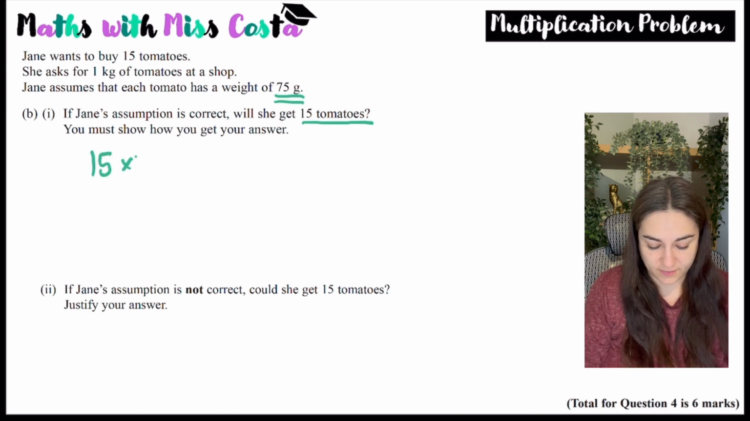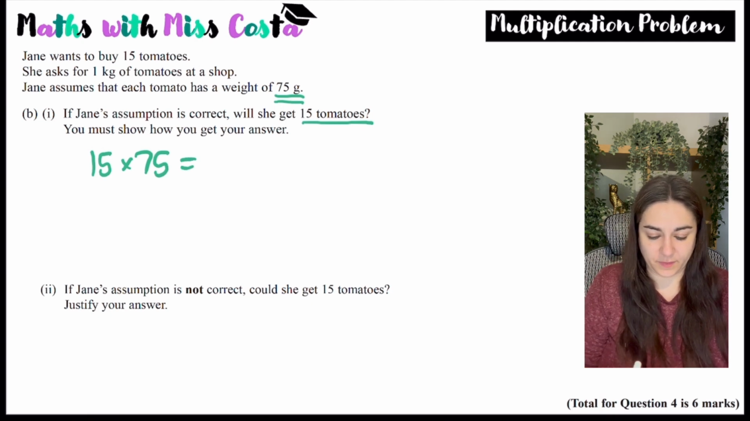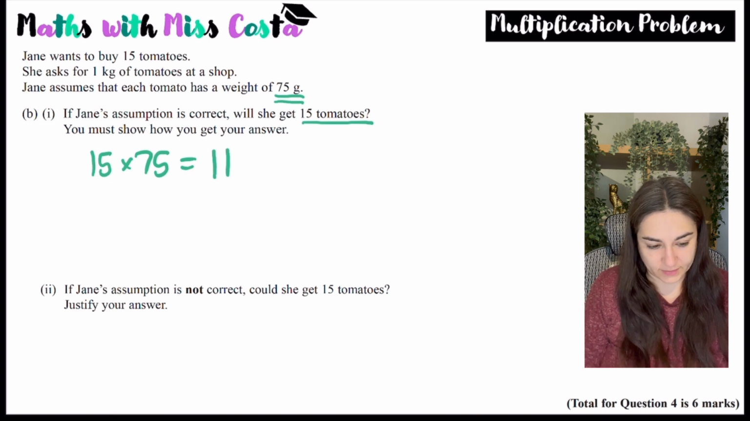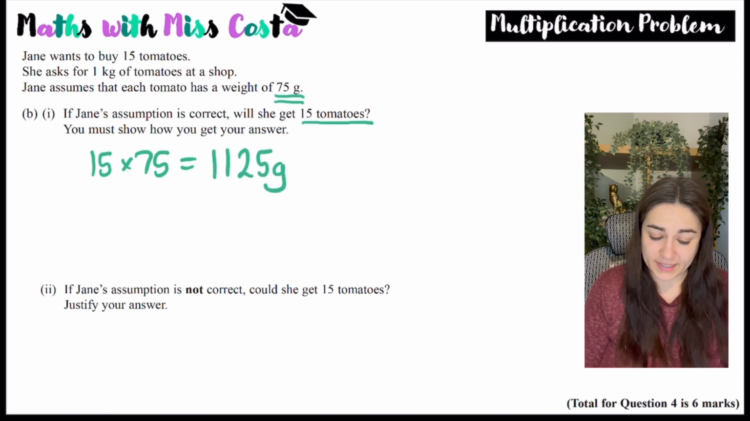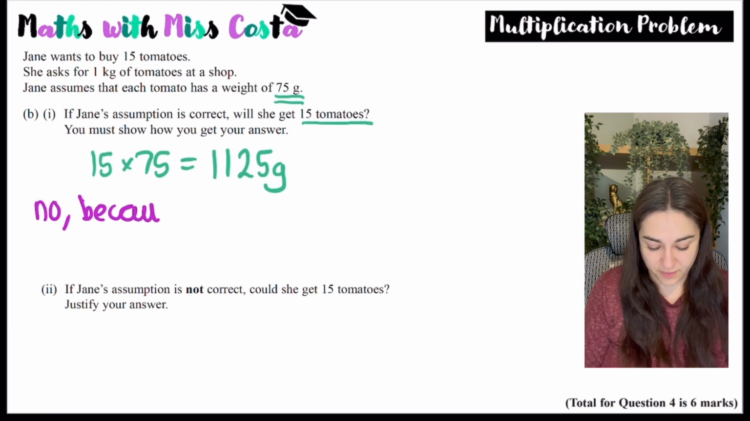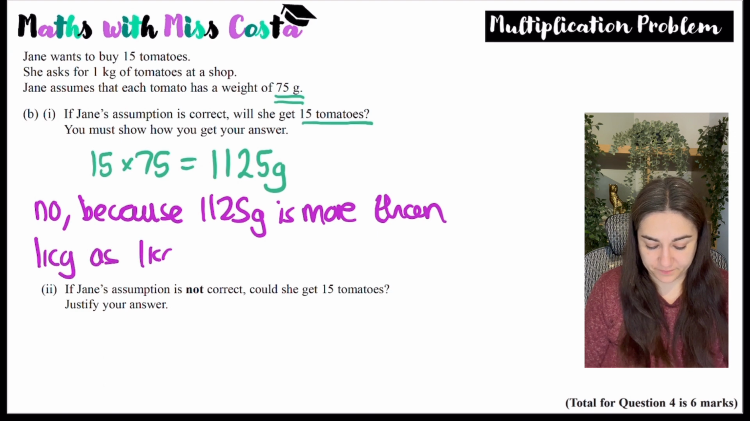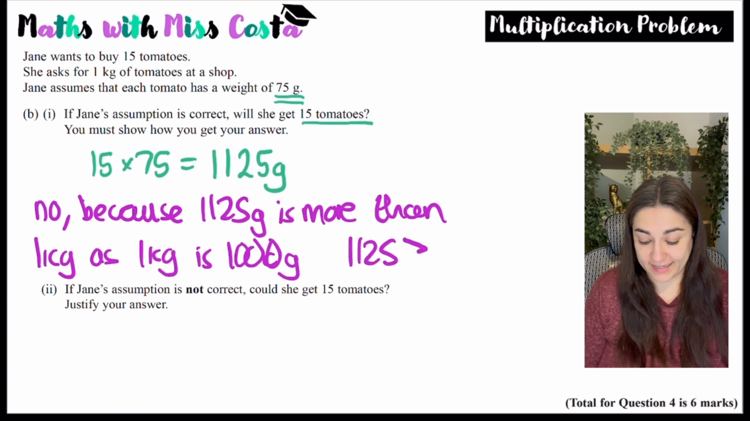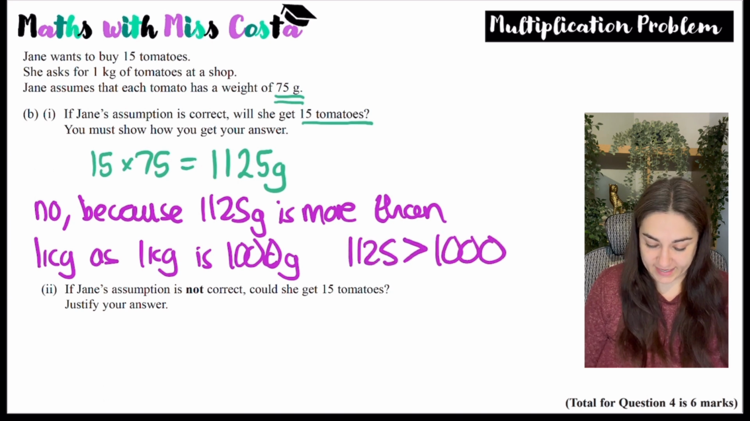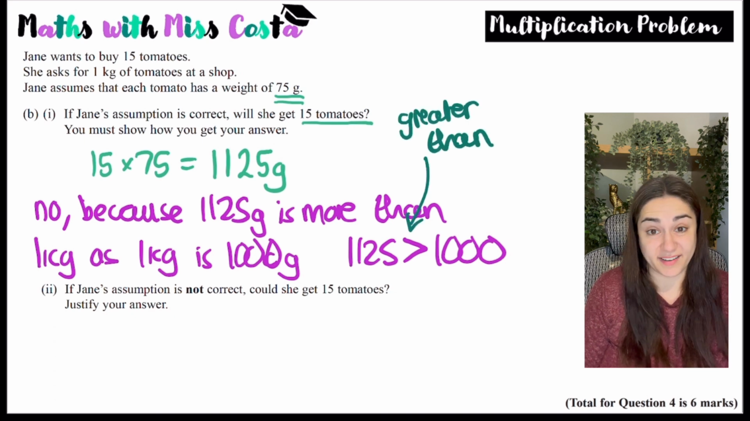I'd do 15 times 75, which is 1,125 grams. So if she's correct, then no, she can't, because 1,125 is more than 1 kilogram, as 1 kilogram is 1,000 grams, and 1,125 is greater than 1,000. That sign here just means greater than. It's good if you can use that, but if not, then you can just write it down.